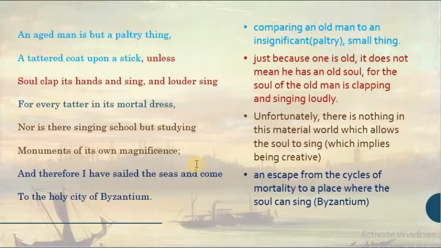So here we now understand the reason why the poet chose Byzantium, because Byzantium is an ancient city. It still has these monuments, churches, which have a great deal of spirituality in them. So he has chosen to go to this old ancient city. And you see, again, we have this idea of going to the east, to the Orient, in order to search for spirituality, in order to search for a meaning. So here, notice this note: escape from the cycles of mortality to a place where the soul can sing.